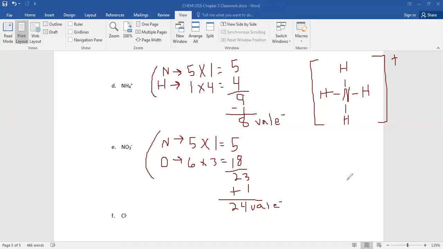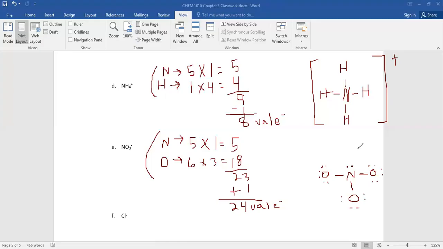So your central nitrogen is going to be connected to the 3 oxygens via single bonds. And then you'll place your lone pairs of electrons around each peripheral oxygen atom, giving them a total of 8 electrons surrounding them. You can see the nitrogen only has 2, 4, 6. It also needs 8, so we'll put a lone pair of electrons over the nitrogen.